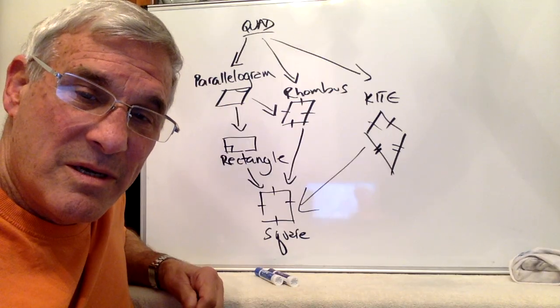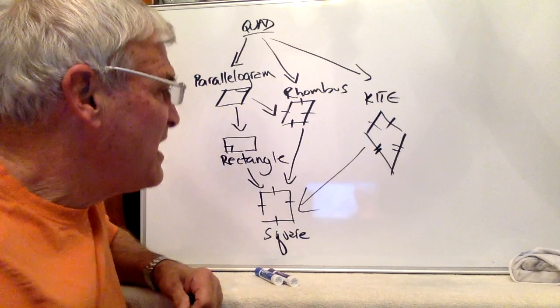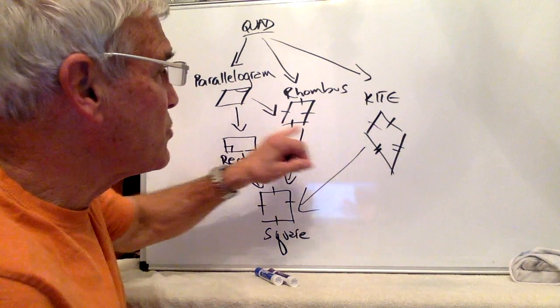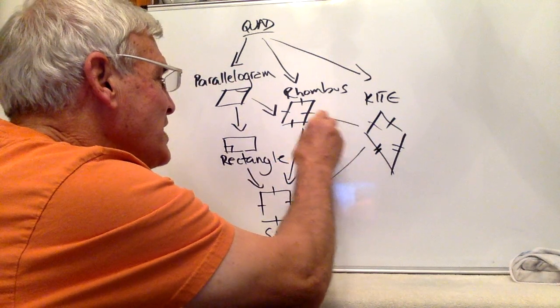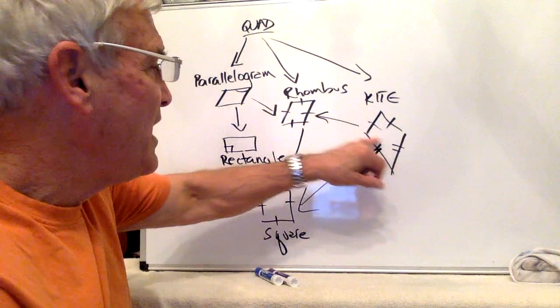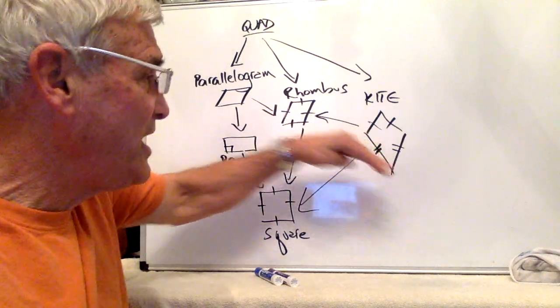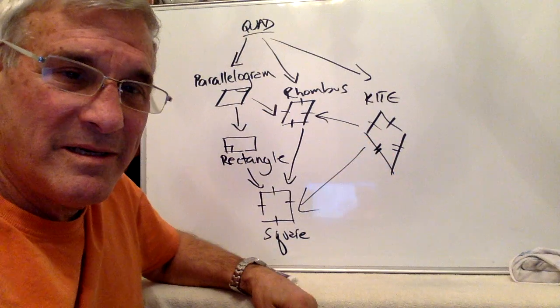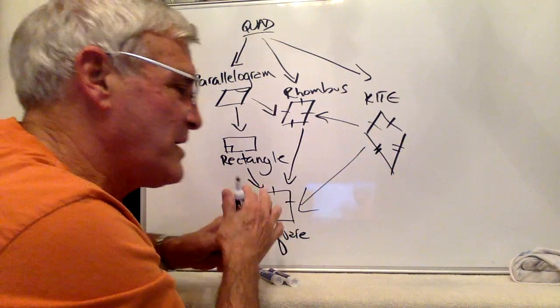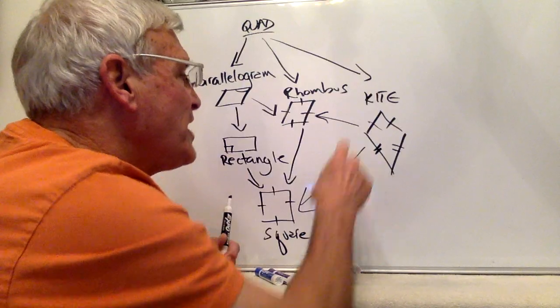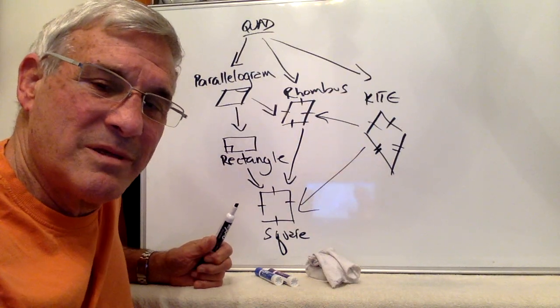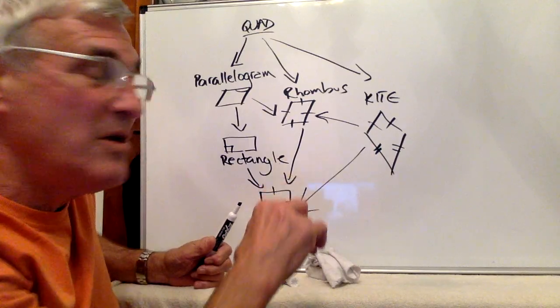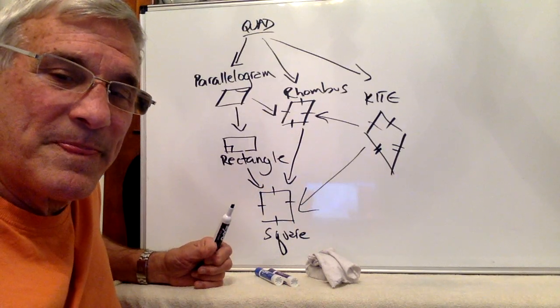How about a rhombus? Is a rhombus a kite? The answer is yes. So there's this arrow also. Every rhombus is a kite, but you can't go that way. Every kite is a rhombus, but not every rhombus is a kite. Or does that make sense? No, it doesn't make sense. Which is which? Which way does it go?